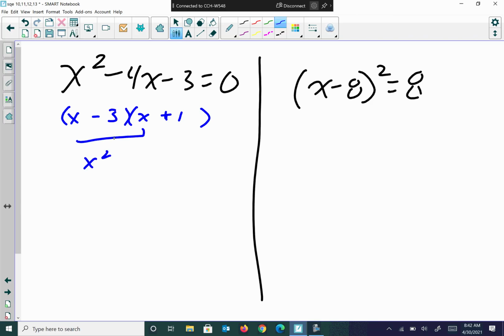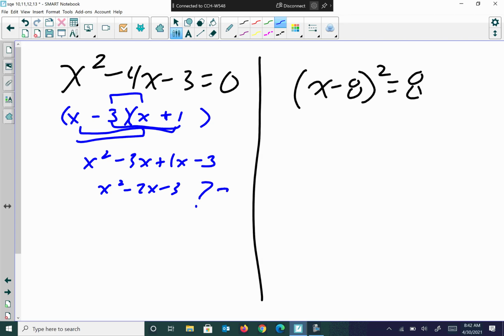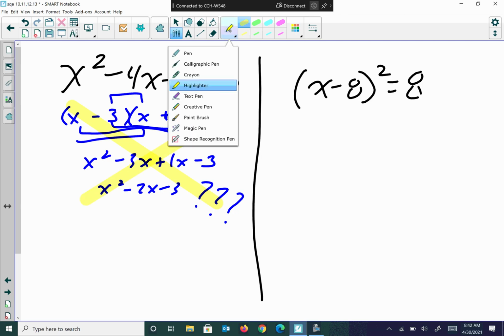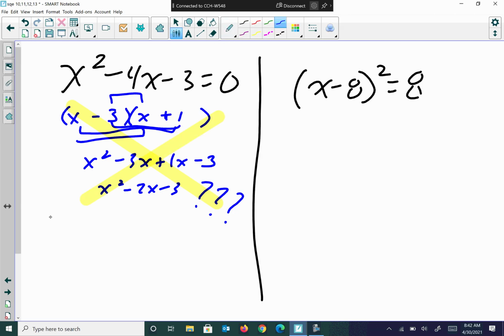X squared I agree with. Minus 3x plus 1x. Minus 3. Oh, wait, this gives me x squared minus 2x minus 3. That didn't factor. That's not right. Boy, I tried. It didn't work. It's not going to factor. We need to jump to the quadratic.